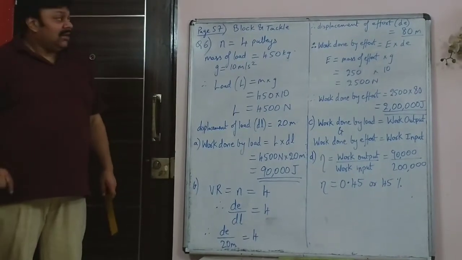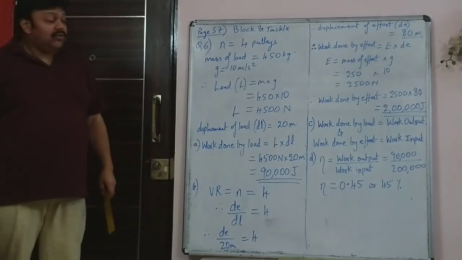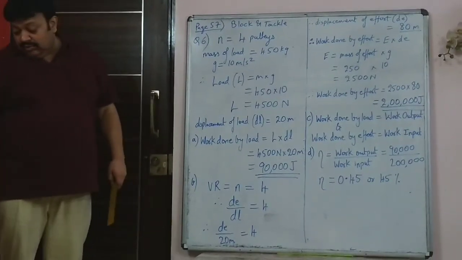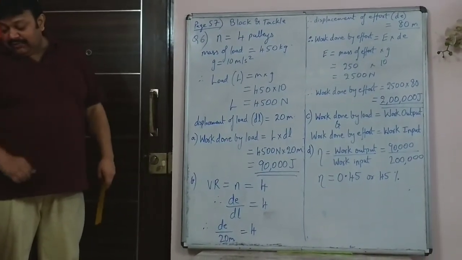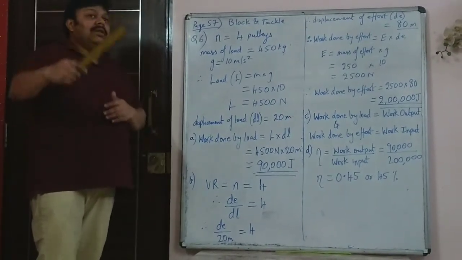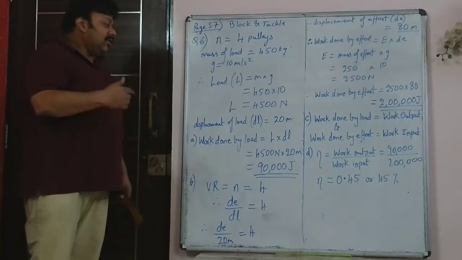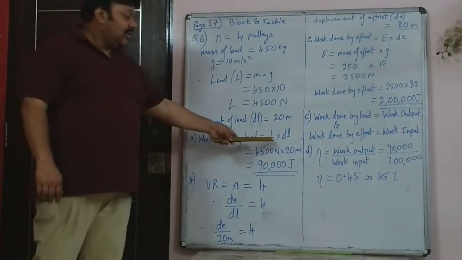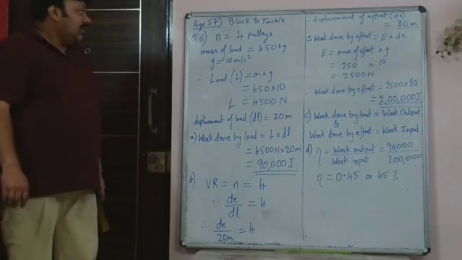The effort applied is 250 kg. So the effort is 250 kg. You are asked to find a list of things. First is work done by the load. So work done by the load is on the output side. You are finding work output, or work done by the load, which will be load into displacement of the load.